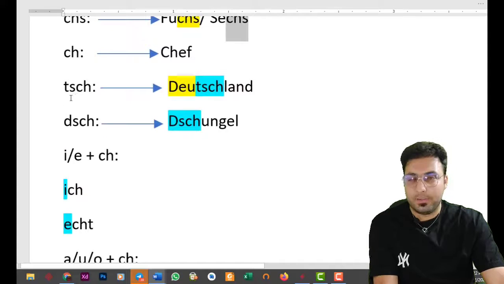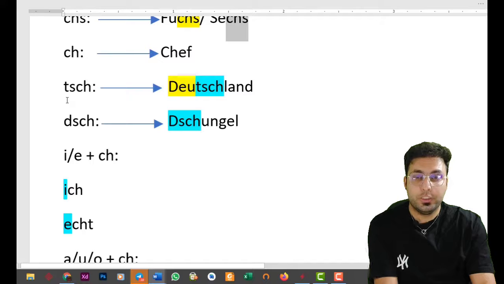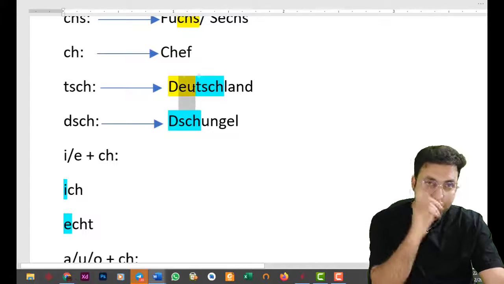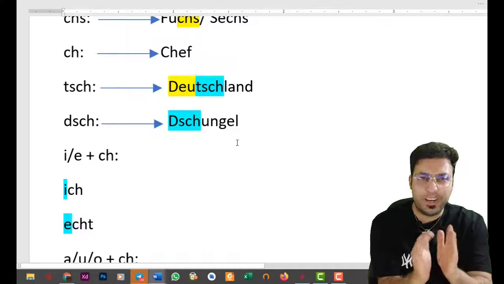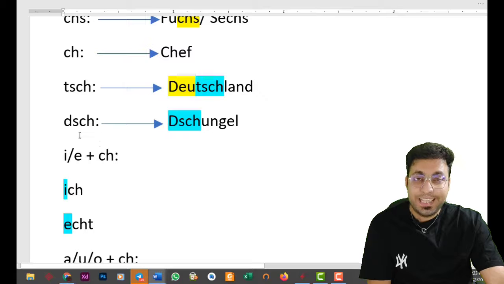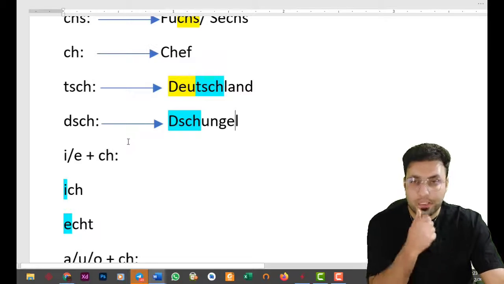The next part, TSCH together, pronounced ch. So we pronounce it Deutsch. EU is pronounced oi, we have learned it. So TSCH together, ch, Deutsch, Deutschland. And DSCH is pronounced j, Dschungel.